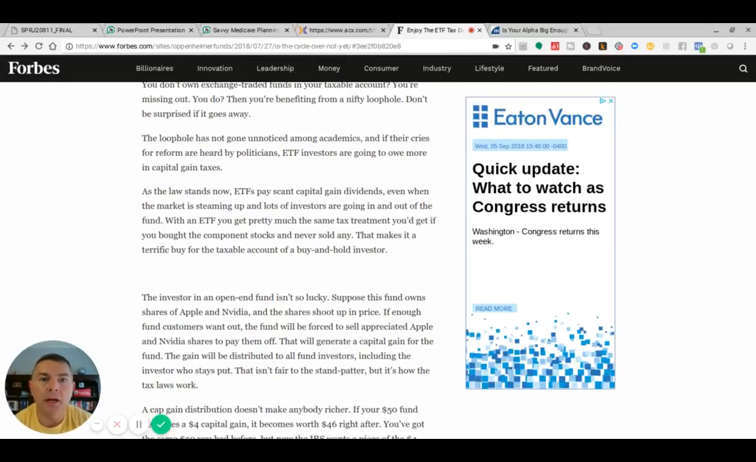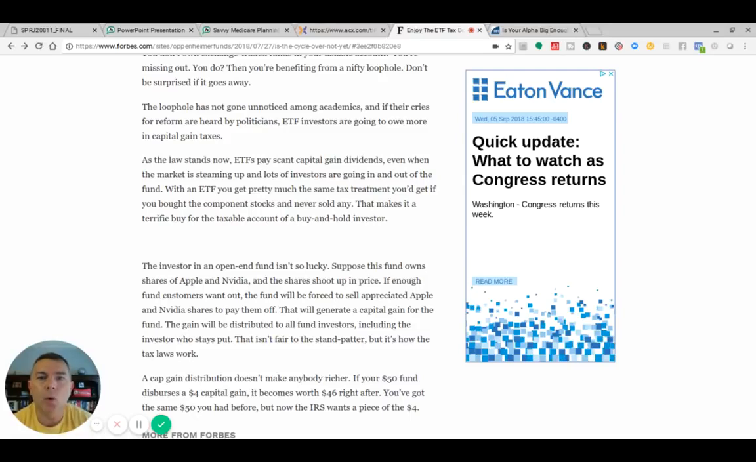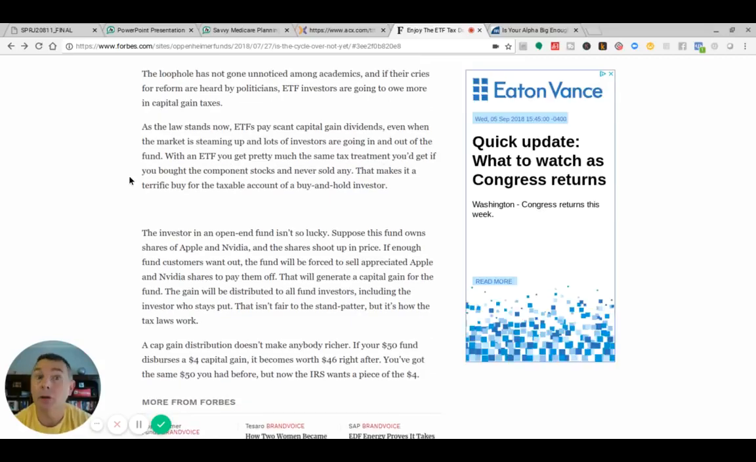The loophole has not gone unnoticed among academics, and the cries for reform are heard by politicians everywhere. ETF investors are going to owe more in capital gain taxes. That's what they want. Yeah. All right. Good luck with that, academics. You've really done a good job being bipartisan there.